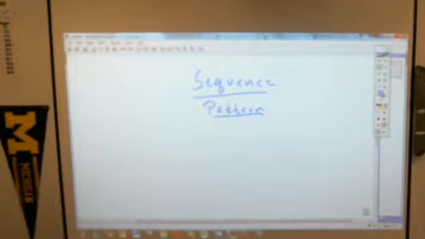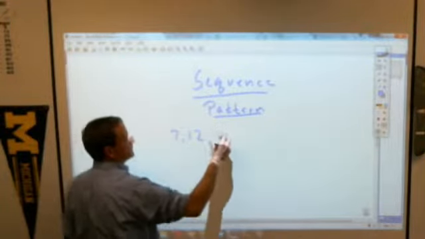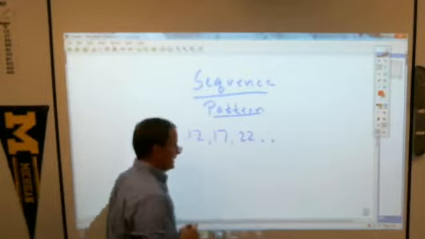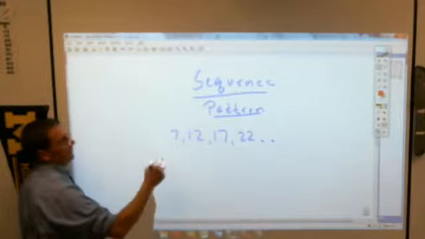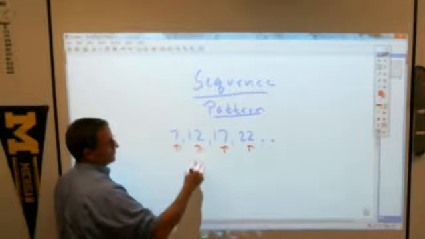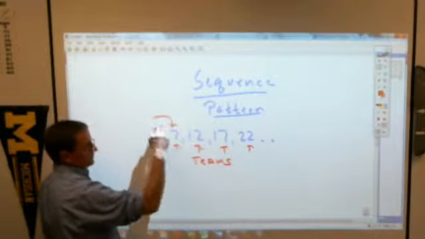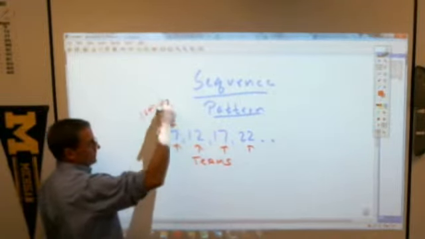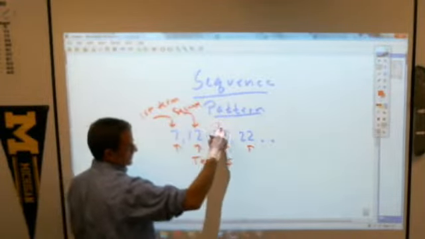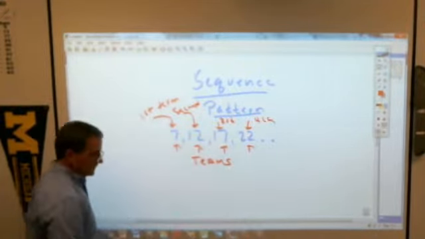7, 12, 17, 22, dot. Understand this, ladies and gentlemen. First of all, these little numbers here are called the terms of the sequence. This one would be its first term. This one would be its second term. Third term. Fourth term. It's pretty simple, isn't it?